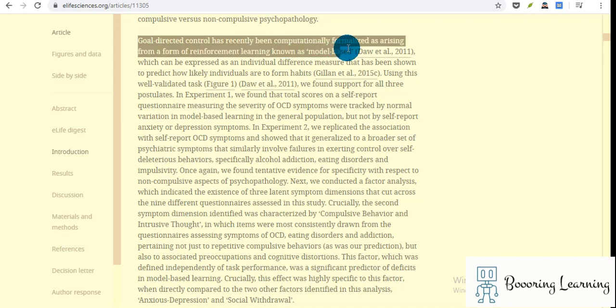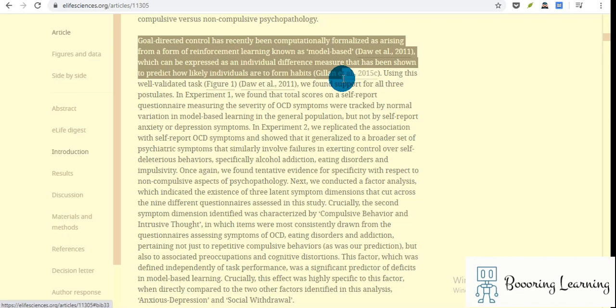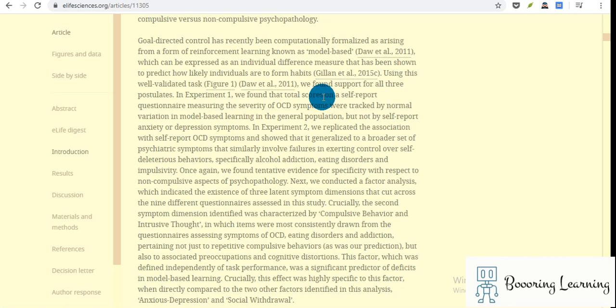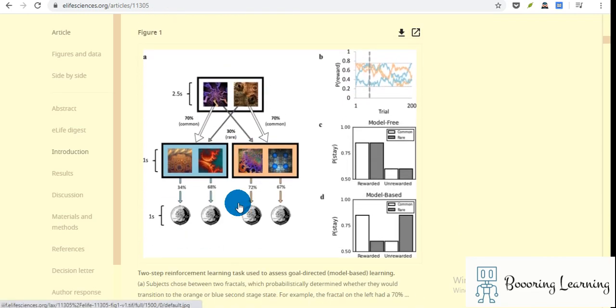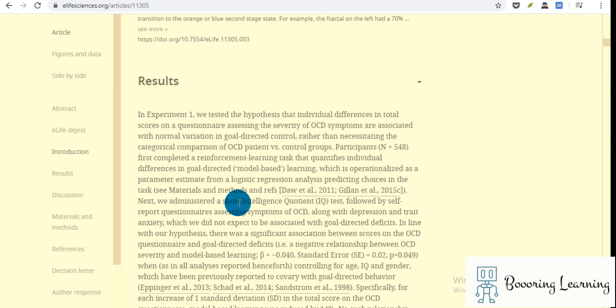recently been computationally formalized as a rising form of reinforcement learning known as model-based, which can be expressed as an individual difference measure that has been shown to predict how likely individuals are to form habits. That's interesting. So that also patients with OCD cannot do that.